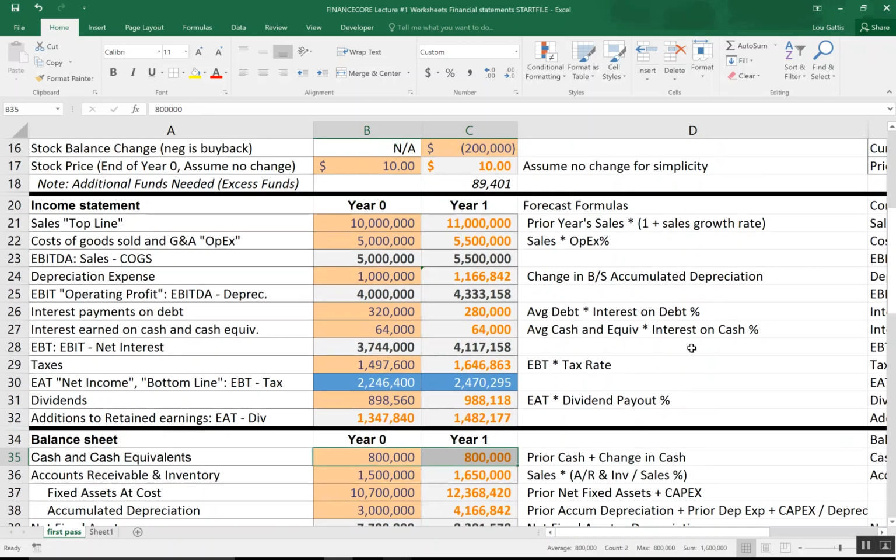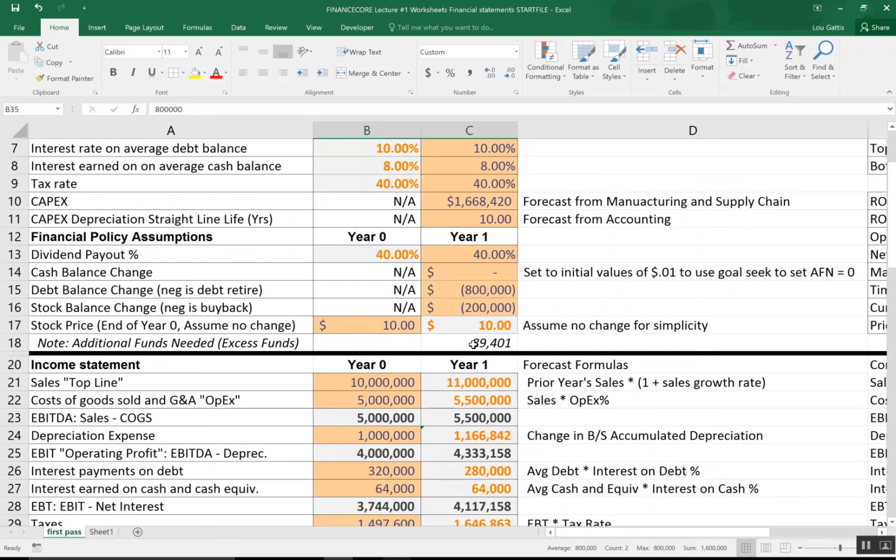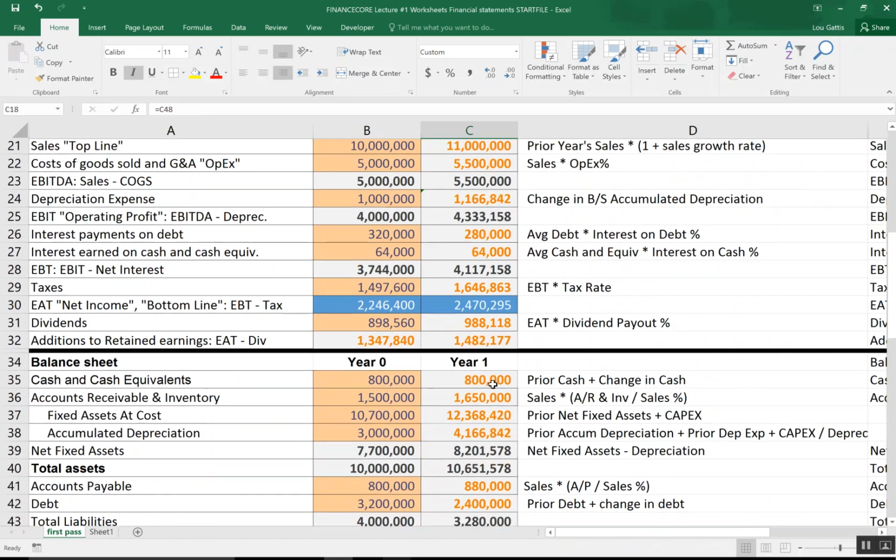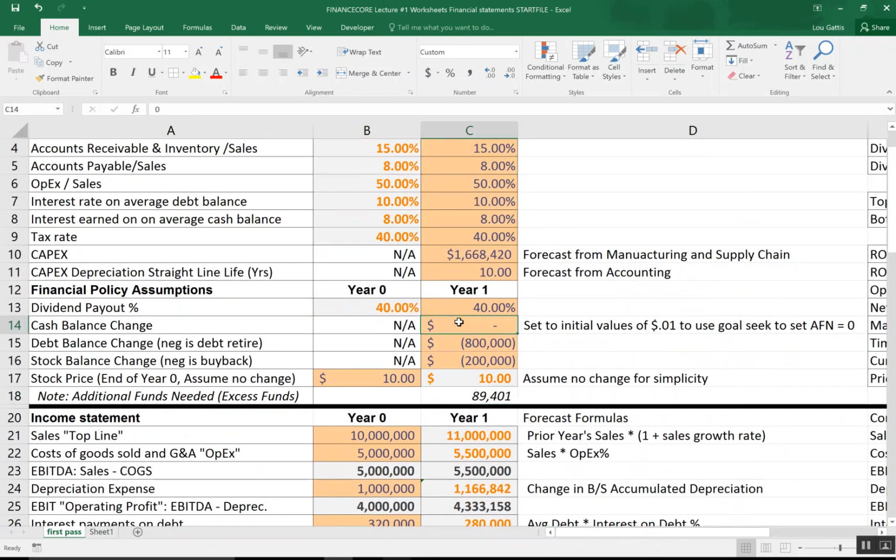Now I can do this the hard way. The hard way is, notice here's my additional funds needed. I just have a link down here. I could just reduce cash balance by 89,401. But notice it didn't work. It got close, but here's the problem. When I reduce cash balance by 89,000, it's not going to make that additional funds needed go to zero.